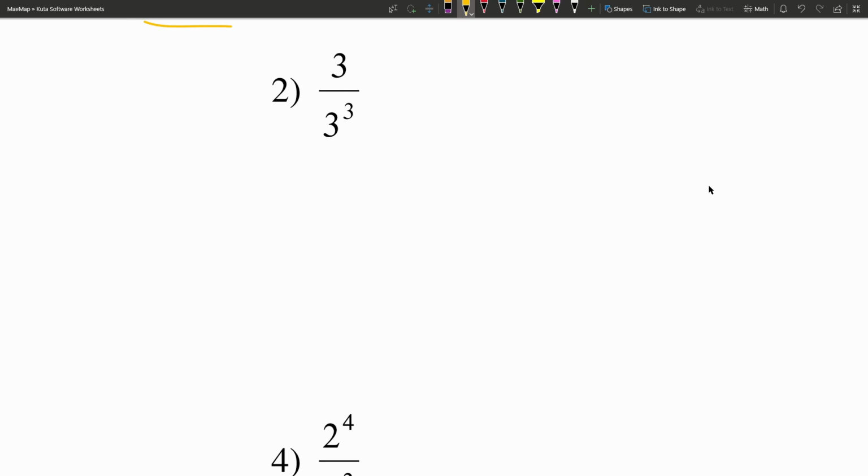For number 2, we have 3 divided by 3 cubed. So that's 3 to the 1st over 3 cubed, where we take the exponent in the numerator and subtract the exponent in the denominator. So our base is 3, and we're going to have 3 to the numerator's exponent of 1 minus the denominator's exponent of 3. Exponent on the top minus the exponent on the bottom. 3 to the 1 minus 3 is 3 to the, 1 minus 3 is a negative 2. So we have 3 to the negative 2.